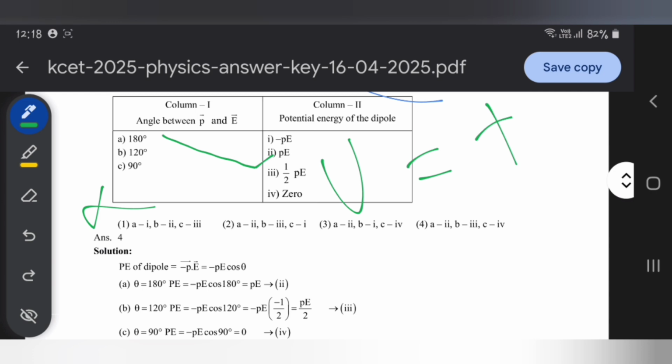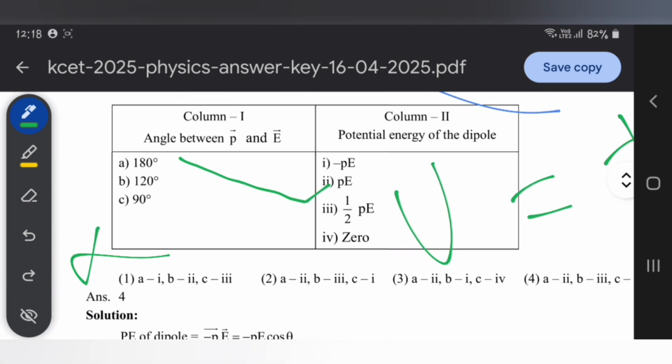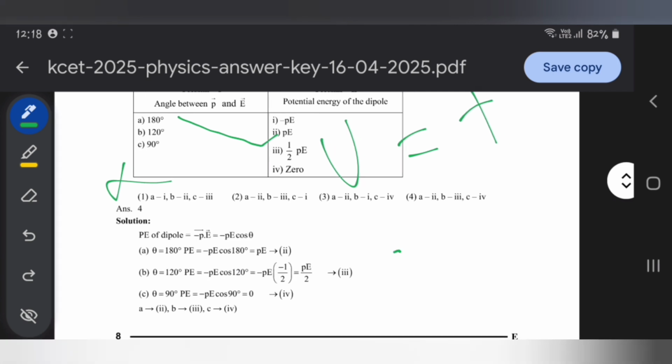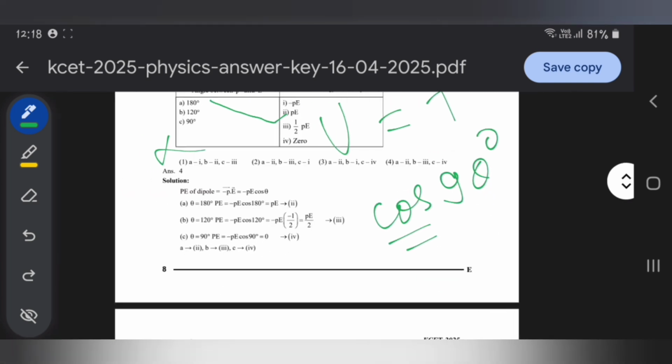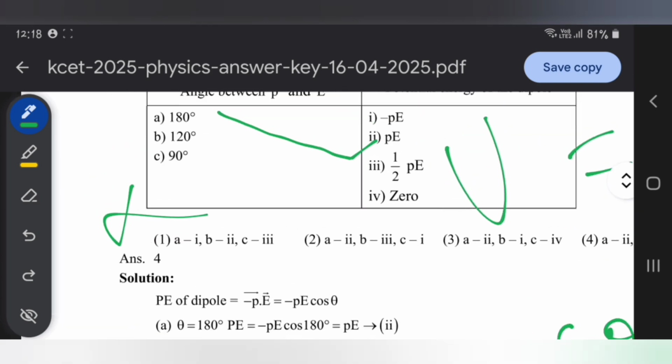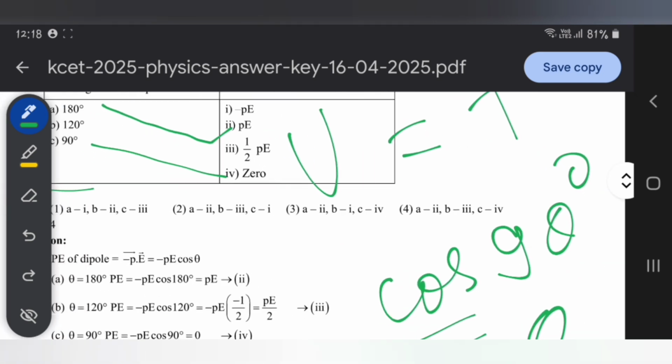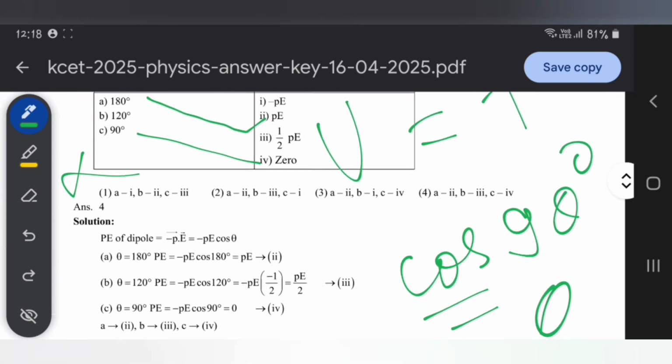Next you have B, 120. Some children might end up getting confused with 120. No worries, go for C first. Check for C. What do you have? Cos 90 degrees. Cos 90 degrees is what? It is not 1, it is 0. So the moment you see it, C should be equal to 0. Zero into anything is 0. So C is 4.